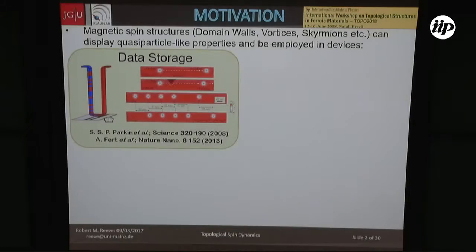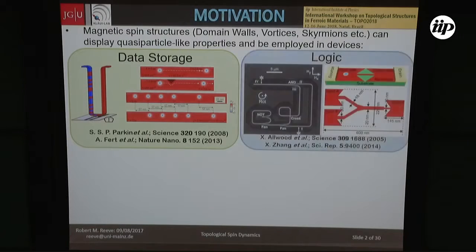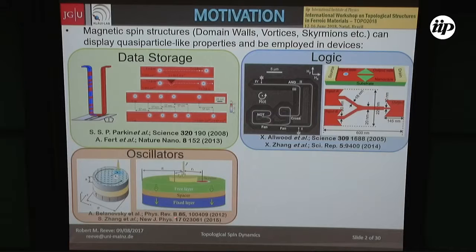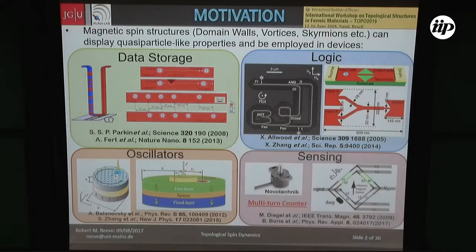Some examples include the famous data storage example of the racetrack memory based either on propagating domain walls through these nanowires or skyrmions. Also, there's logic proposals similarly based on domain walls or skyrmions. We've heard a bit about oscillators based on vortex states or skyrmions in these pillars. And then also there are even commercially available sensors based on propagating domain walls in such nanowires.